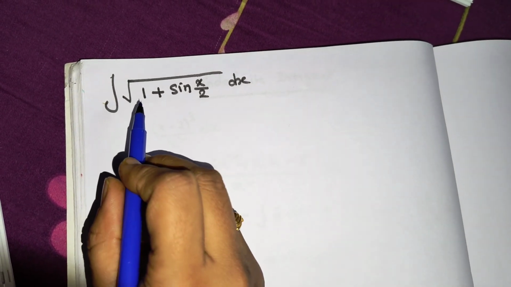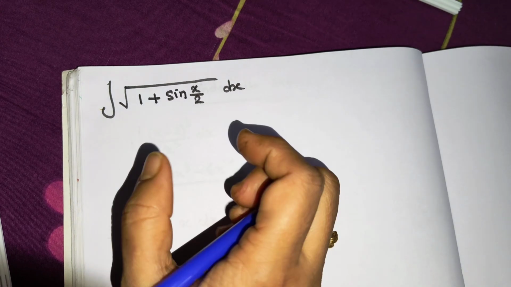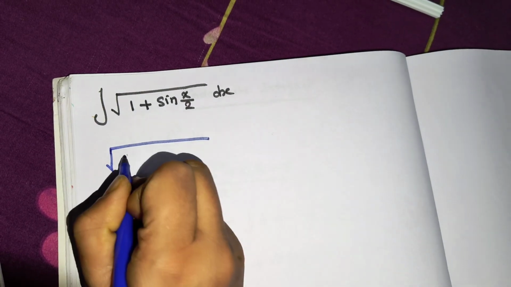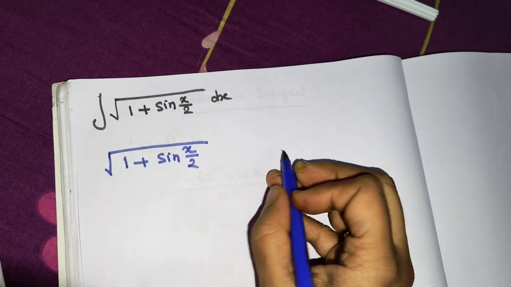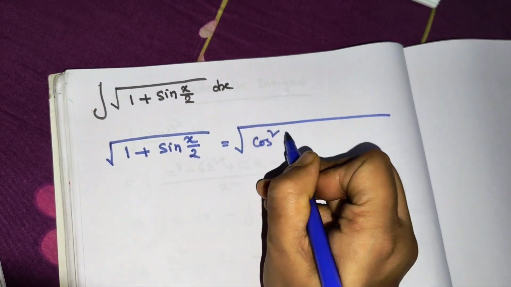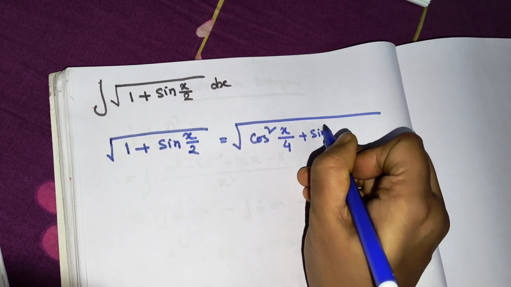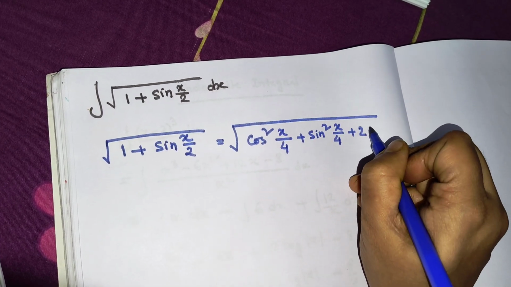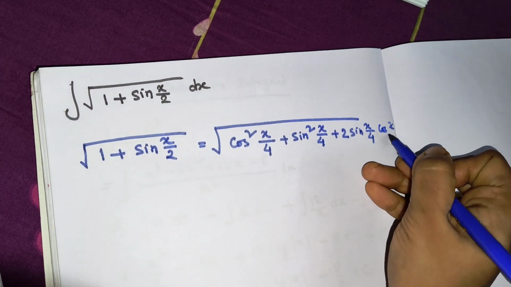we know the formula 1 plus cos A. So we have to apply this formula in this equation. So let's see how to apply 1 plus sin x by 2. We can write this equation as cos square x by 4 plus sin square x by 4 plus 2 sin of x by 4 cos of x by 4.